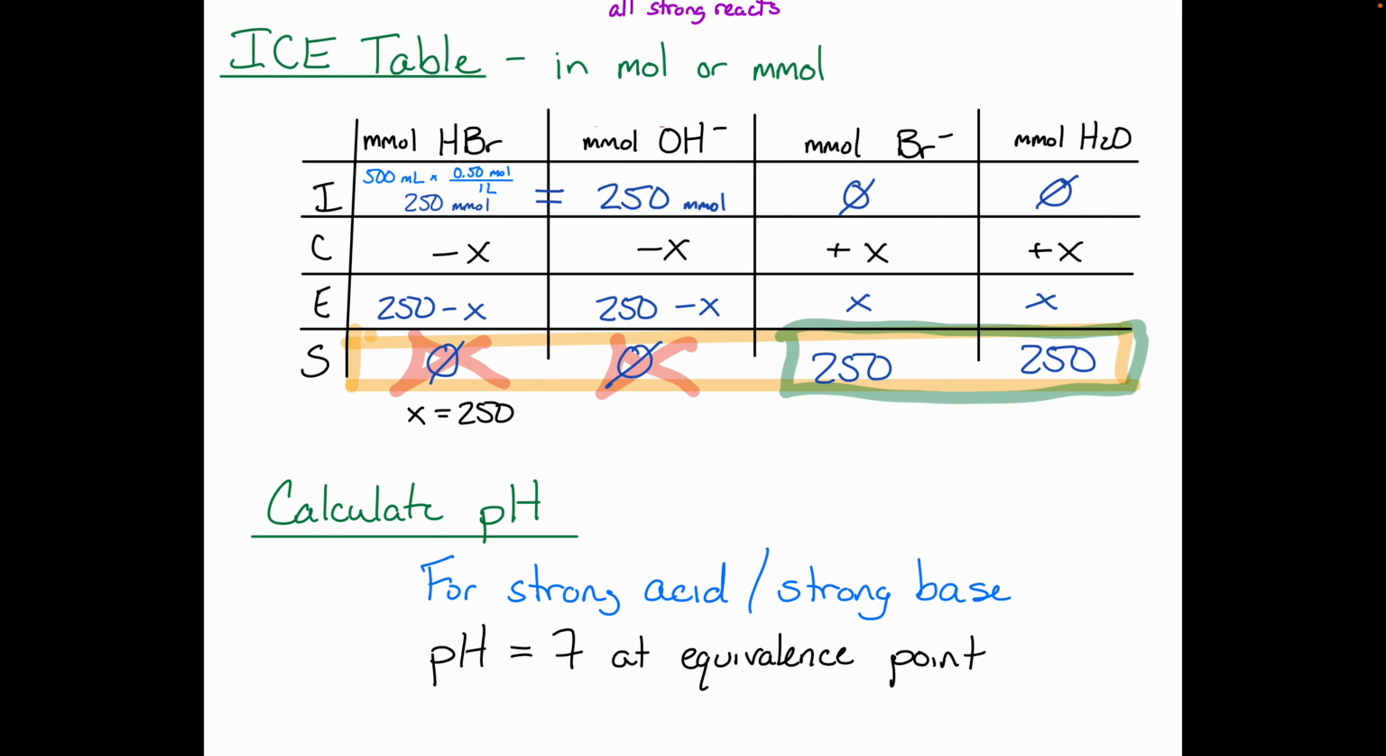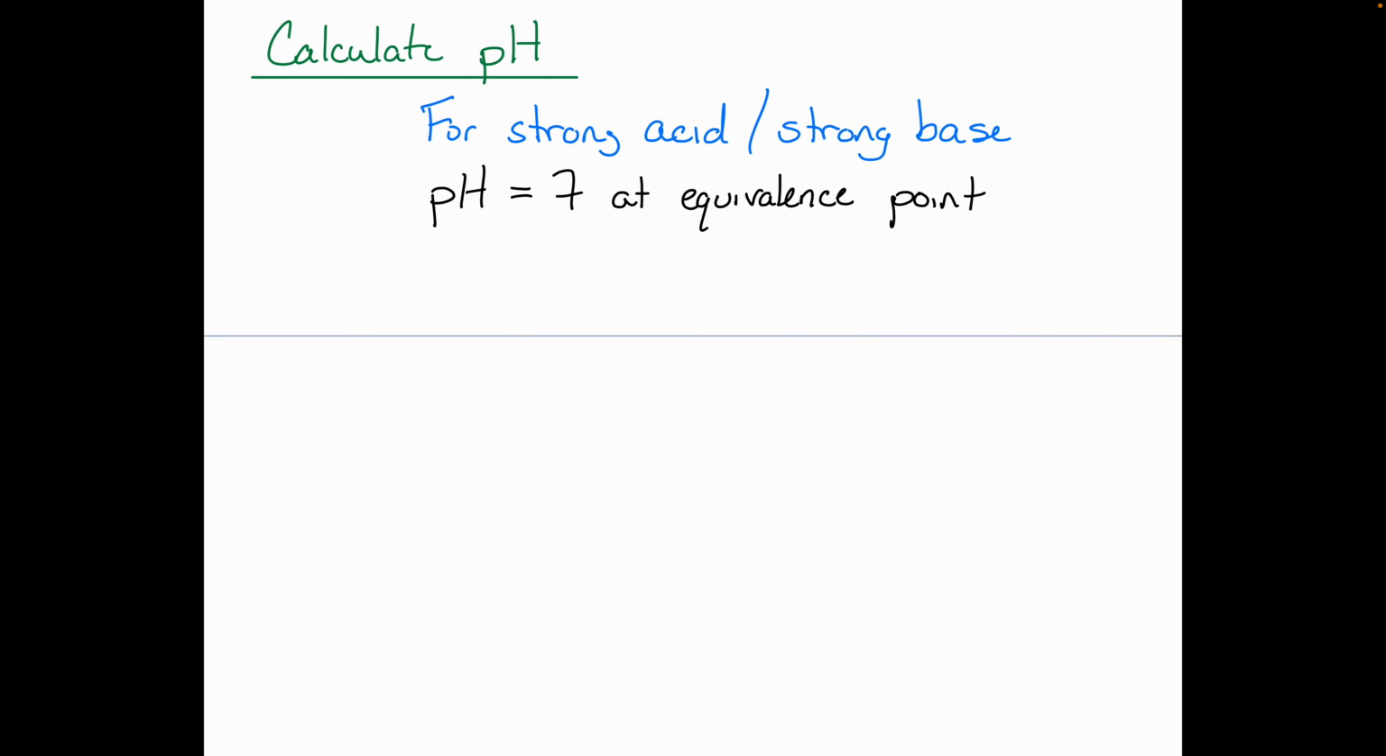All right, so doing an ICE table here was completely overkill. It's always going to be that value of 7 because what we're left with is just those two neutral products. By definition, I have exactly as much acid and base in the flask, so none of that is going to be left over. I only have my two neutral products. Okay, that's the easiest thing I could ask you. What's the pH at the equivalence point of a strong acid, strong base titration? Always going to be 7.